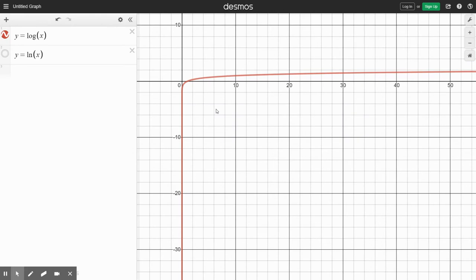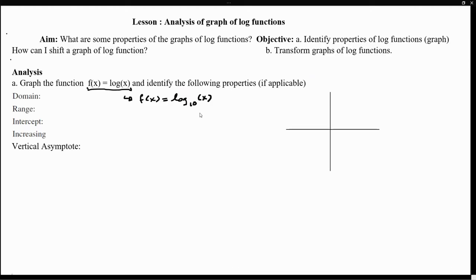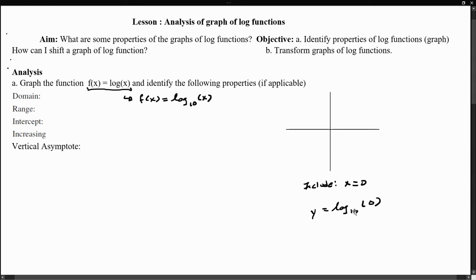So now the question is, does this graph ever use the x value of 0? Well, let's analyze this and do some algebra. Let's assume that the function includes the value x equals 0. Then we have y equals log of 10 to 0. Now, if I evaluate the log base 10 of the value 0, what is the outcome?